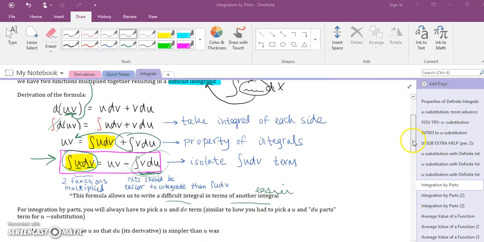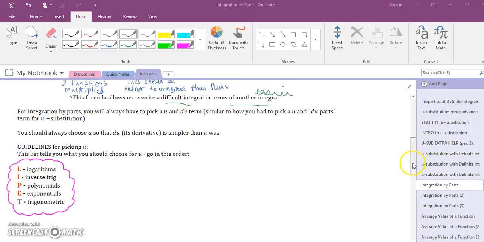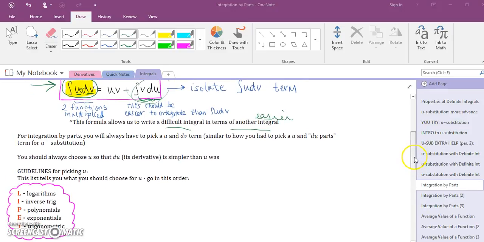Okay, so make sure you have all these notes down, pause as needed. Integration by parts, you're going to always have to pick a u and a dv term. Just like with u sub, you had to pick out u and the du parts. You're going to have to pick out u and dv, and that's sometimes a little tricky for people until you get the hang of it. There's a couple guidelines. Some people say you always make u be the thing such that when you do the derivative of it, it's simpler. Like if you make u something and the derivative of that something is more complicated than what you started with, that's a bad choice for you.